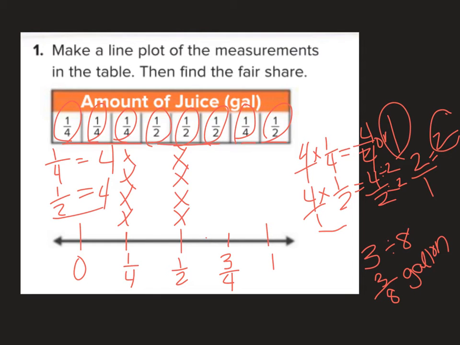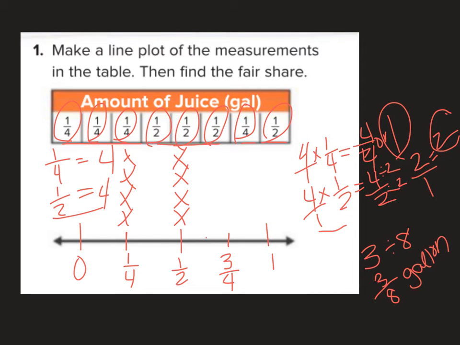All right. So that means each person, if you remember, I don't know if we've talked about it yet on here, but how many pints are in a gallon? There's 8 pints in a gallon, so we'd get 3 pints. Each person would get 3 pints.